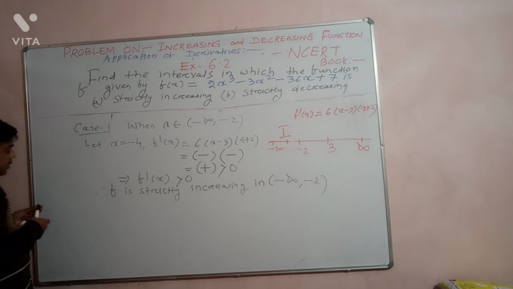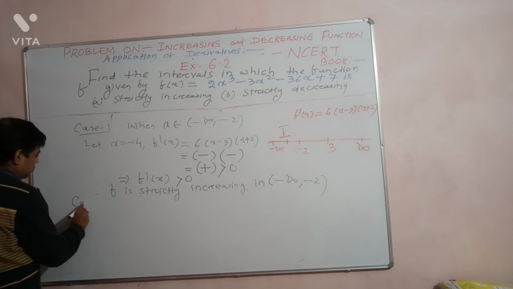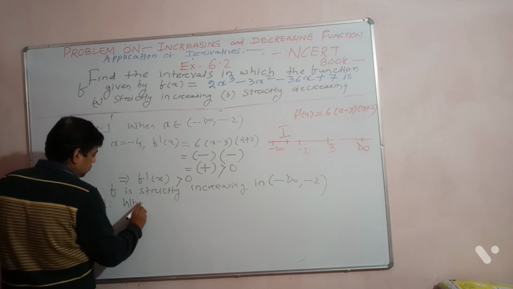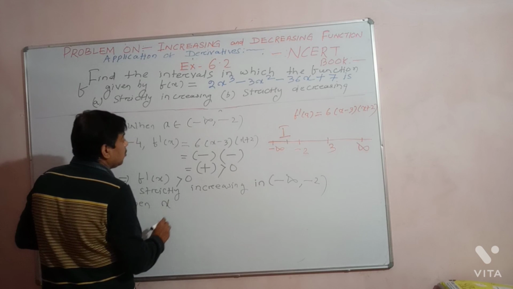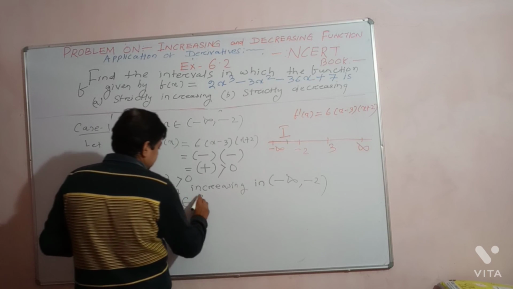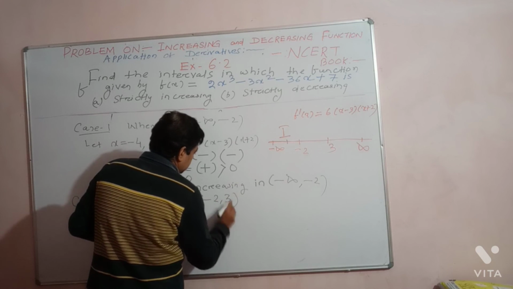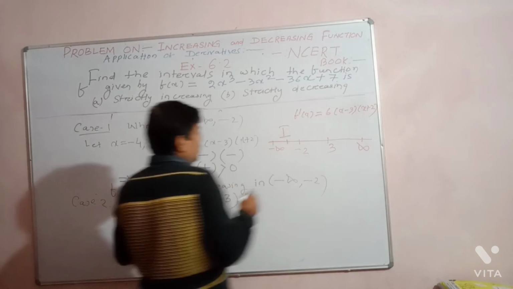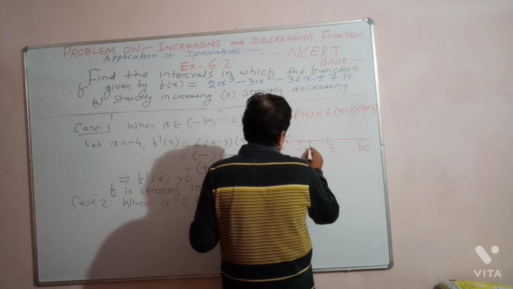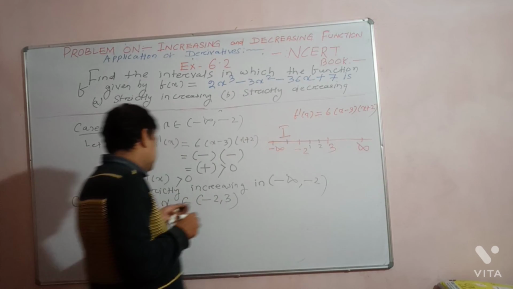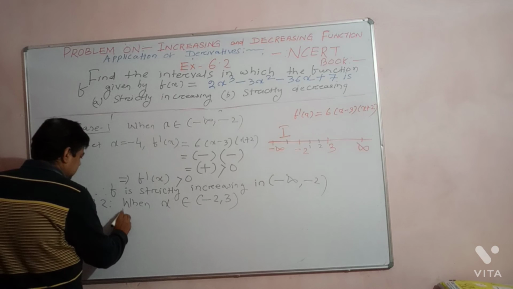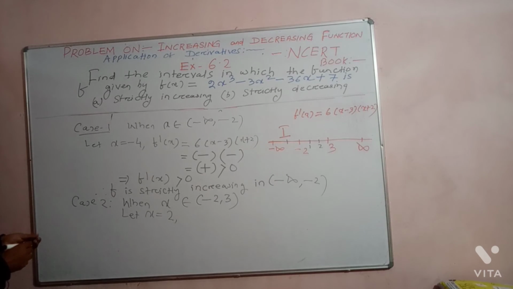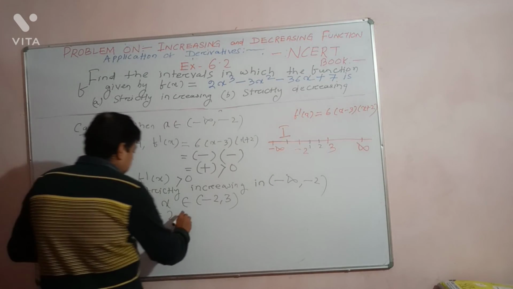Let's see the second interval, case 2. Suppose when x belongs to minus 2 to 3. In this interval, we can take the values of x as 1 or 2. Let's take any one of the points. Let x is equal to 2, and you see what is the value of f dash x.